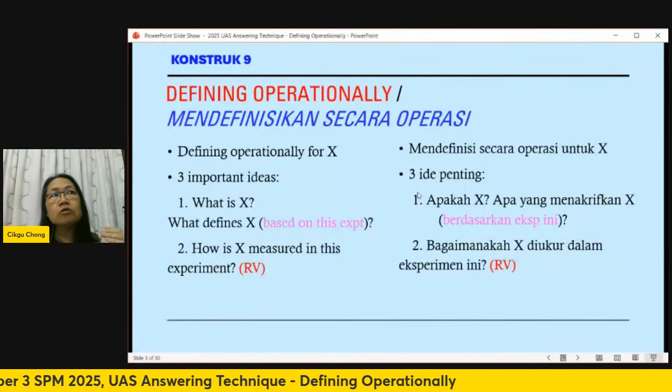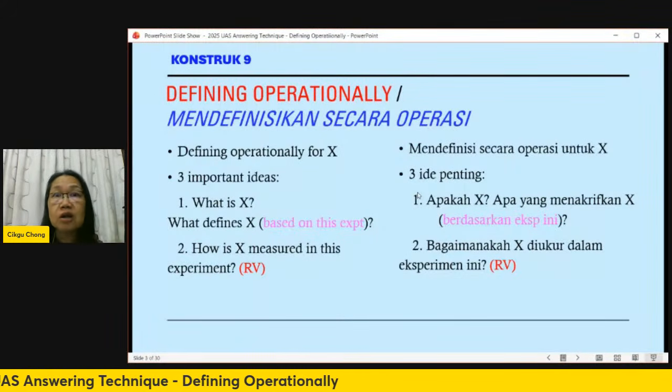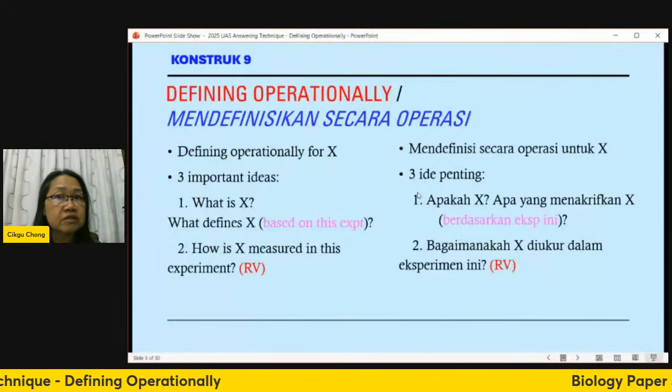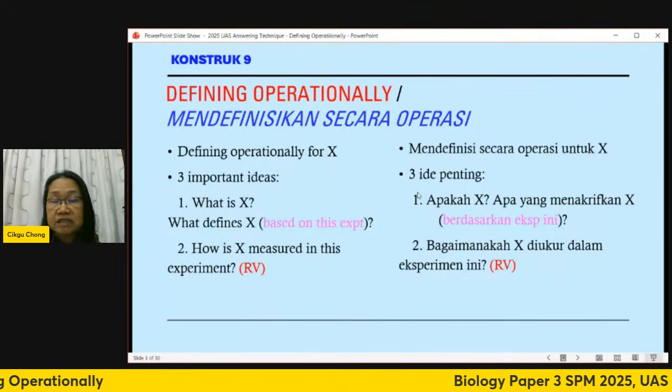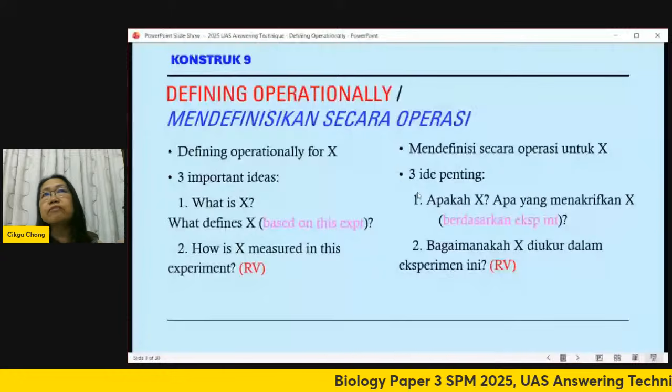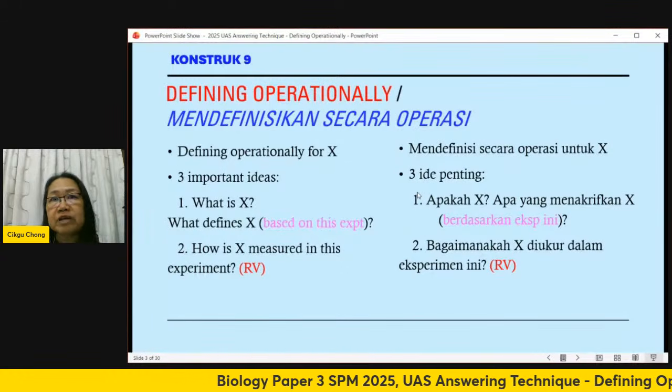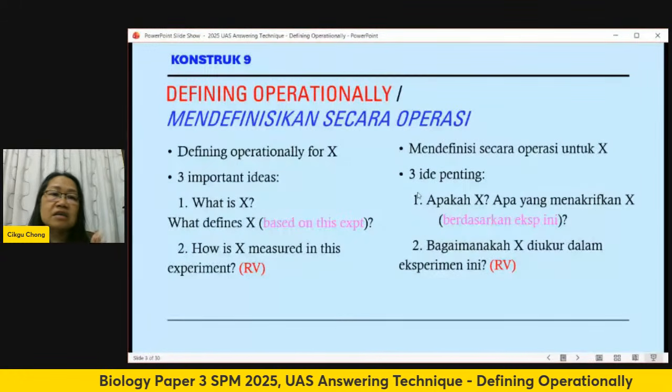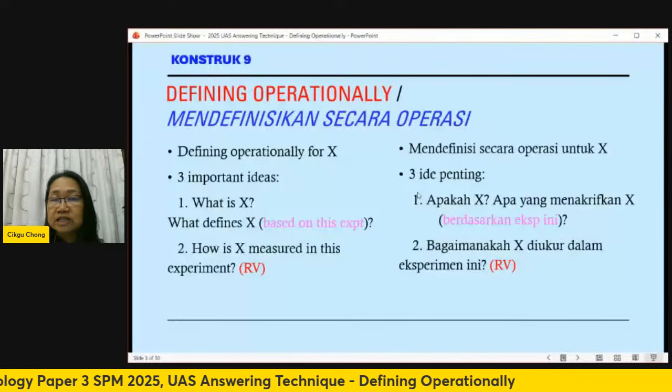Okay, so what is the rate of water loss when you carry out transpiration? Water will evaporate from the leaf of the plant. So how fast is the water disappearing? That is what you must mention for the second point here.